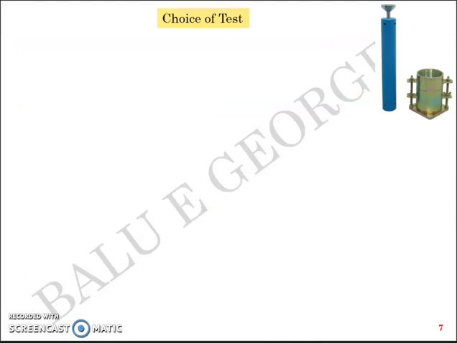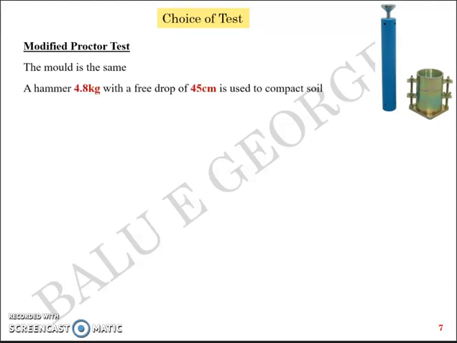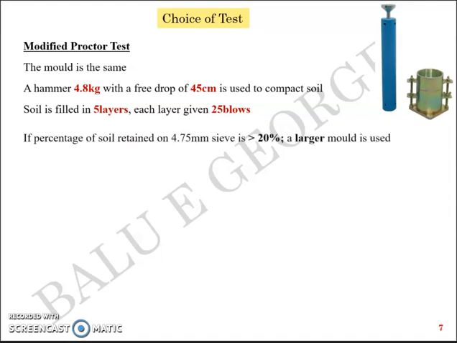Now, like I said, standard Proctor test is one test, the popular one in the Proctor test, but you have what is called as a modified Proctor test as well. The mold is the same, but the hammer is 4.8 kilogram, a heavier one, and the free drop is not 31 centimeter, instead it's 45 centimeter. And the soil is filled in 5 layers, each layer given 25 blows, right? And if the percentage of soil retained on 4.75 millimeter sieve is greater than 20%, you get a larger mold. Not the mold of a standard Proctor test, but a larger mold.